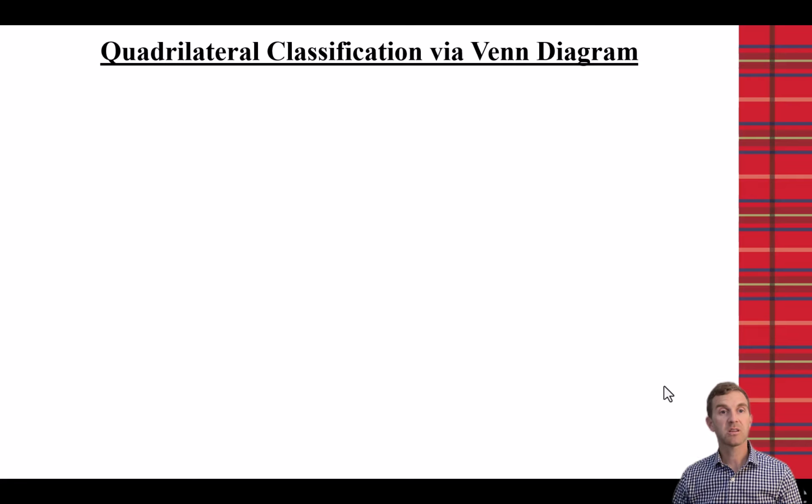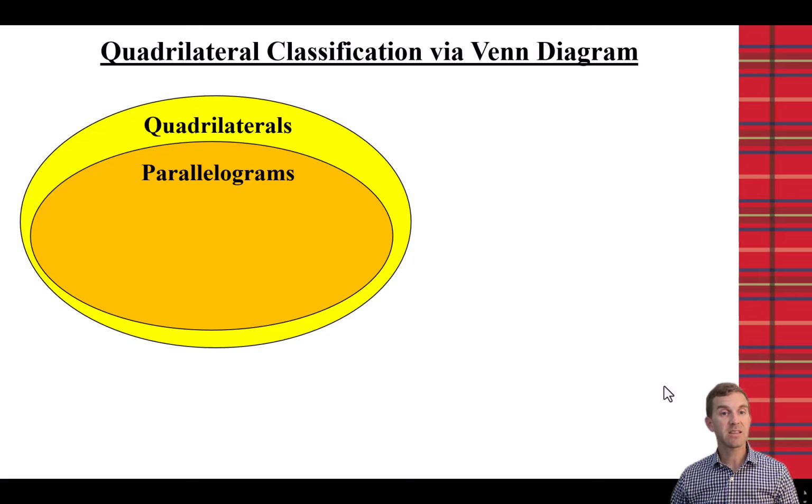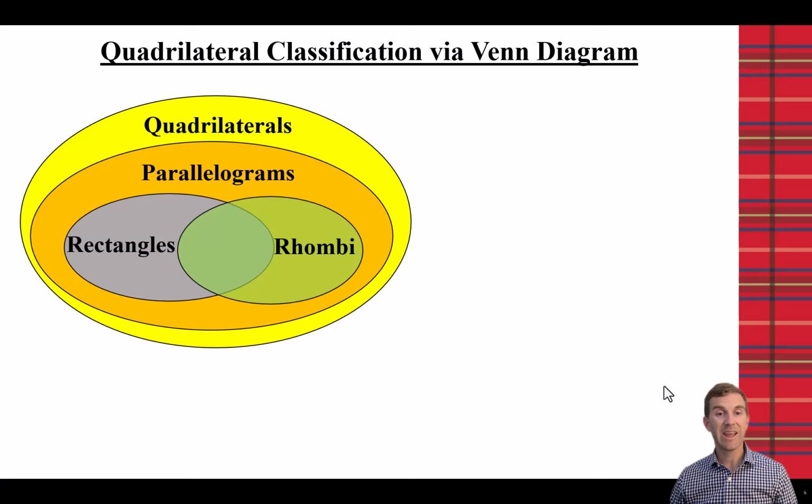Now the last thing I want to talk about is the classification of quadrilaterals as a Venn diagram. In the large group, we have quadrilaterals. That's all of our closed four-sided shapes. The next specialized group inside there are parallelograms, which have the opposite sides being parallel and congruent. Within this specialized group, we have both the rectangles and the rhombi, and then inside their intersection fall the squares.